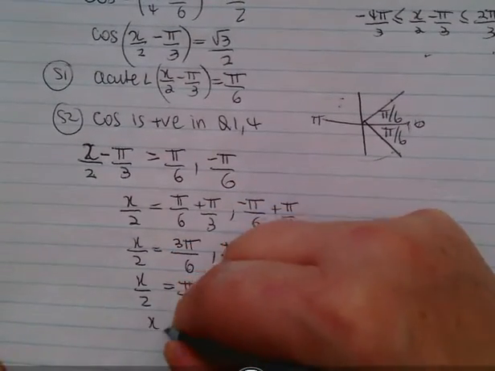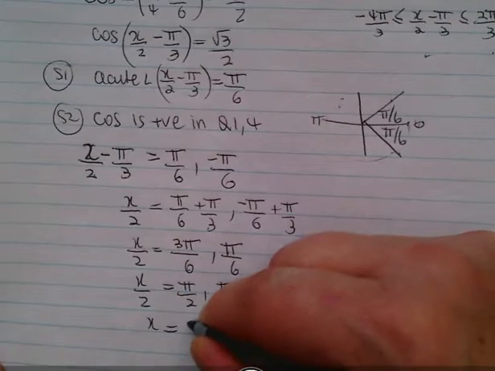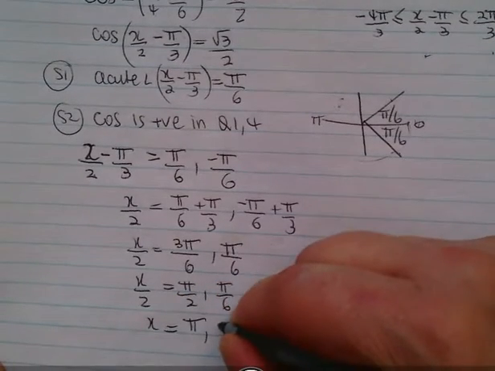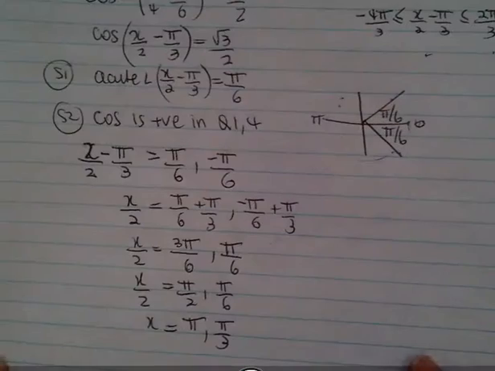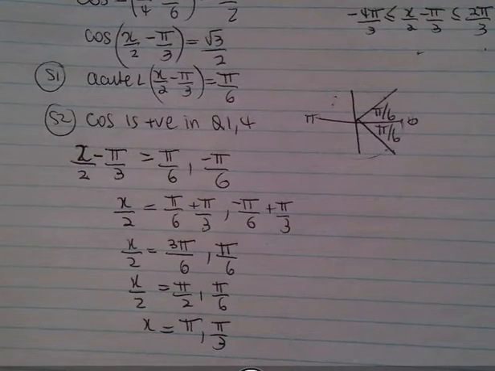And now just multiplying your answers by 2, you would get 2 pi on 2, which is pi, and 2 pi on 6, which is pi on 3. Okay? And they're your two solutions. That's it for the examples.